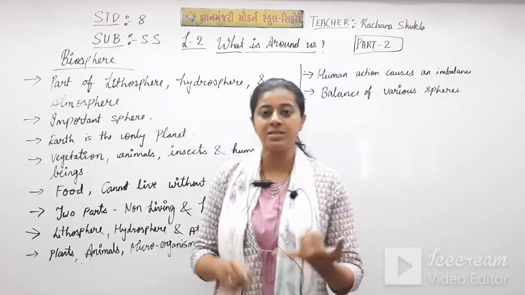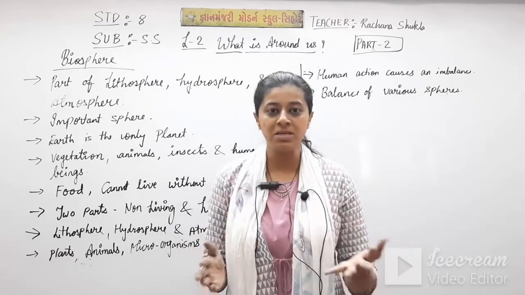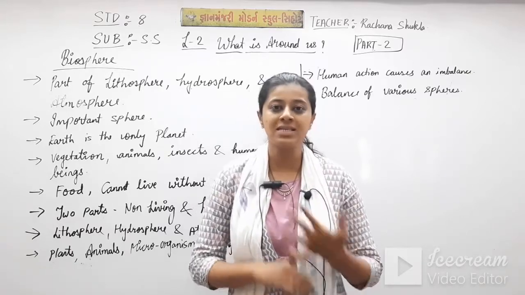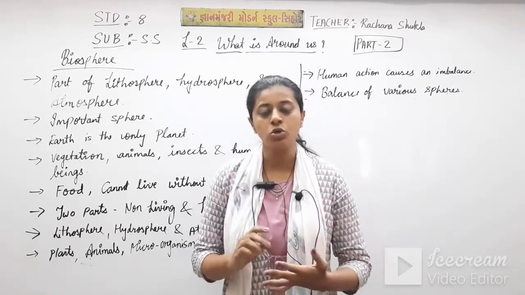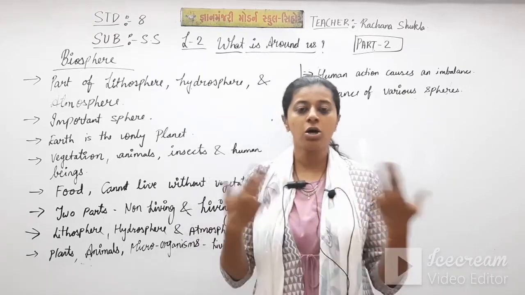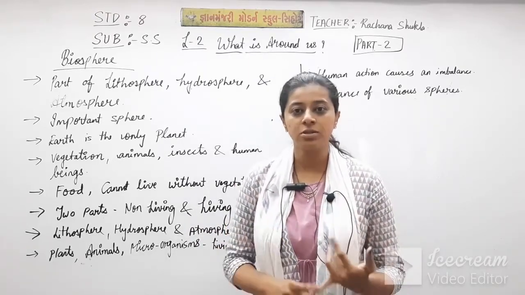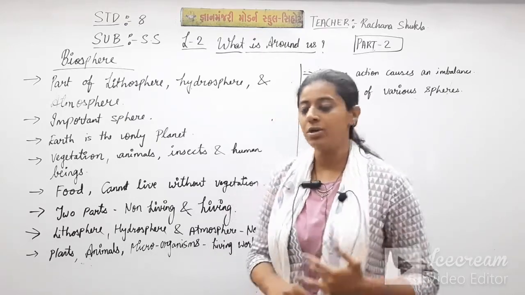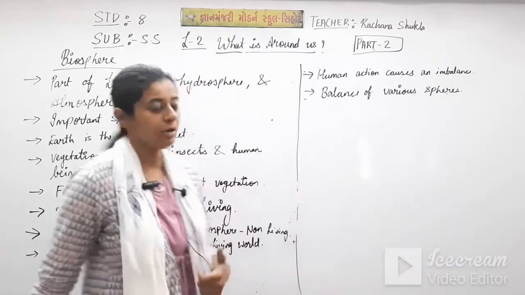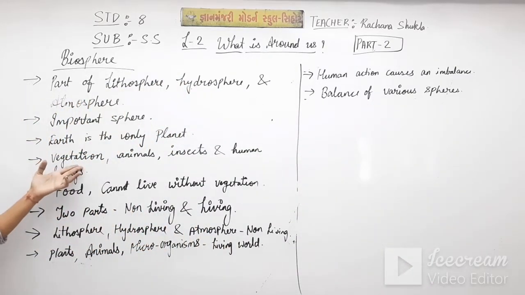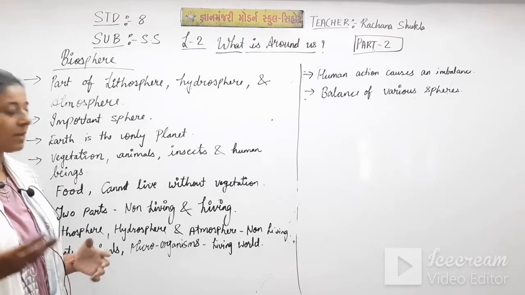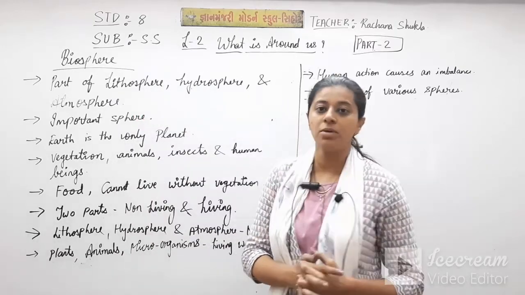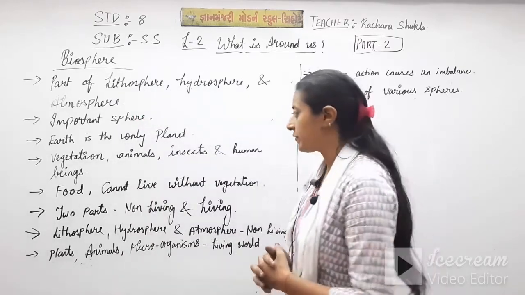See, biosphere comprises the land on which human beings live and vegetation grows. Then it comprises water, which we need, the basic primary need for living, and it also comprises atmosphere. So a combination of three things, that is lithosphere, land, atmosphere, air and hydrosphere, water, is known as biosphere. On biosphere vegetation grows. Then there are animals, there are insects, and the main thing, human beings live on biosphere.